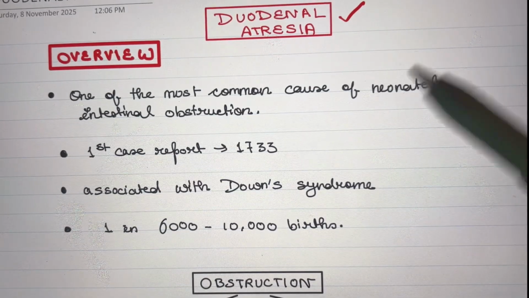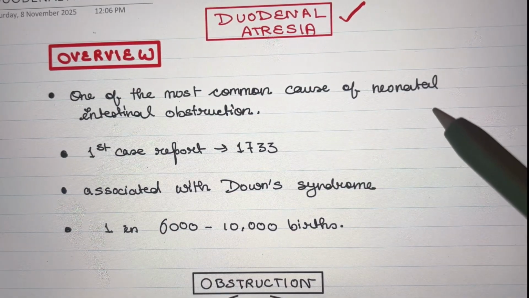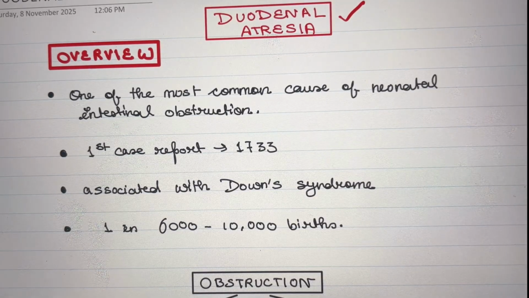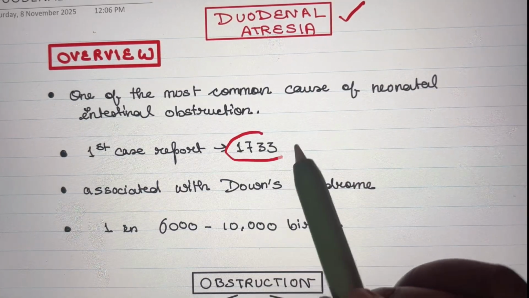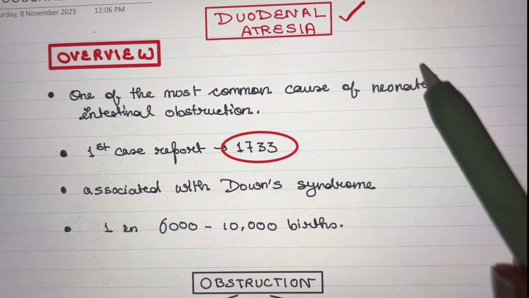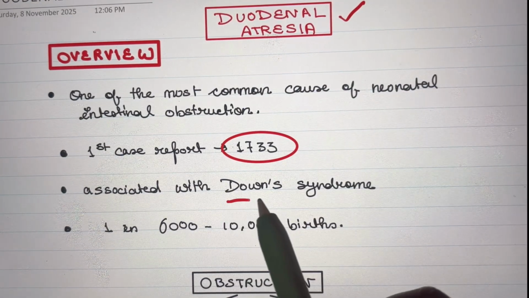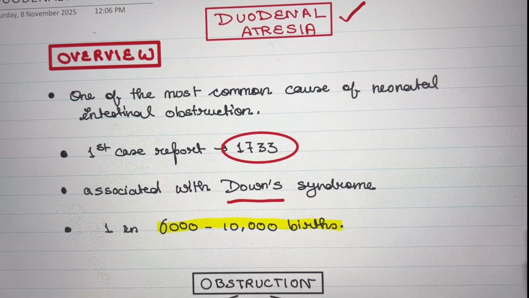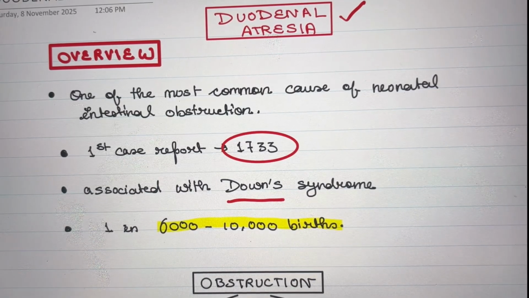One of the most common causes of neonatal intestinal obstruction is duodenal atresia, and the first case was reported in 1733. This duodenal atresia is most commonly associated with Down syndrome, and the incidence is 1 in 6,000 to 10,000 births. Therefore, that is not so common. More common is infantile hypertrophic pyloric stenosis.